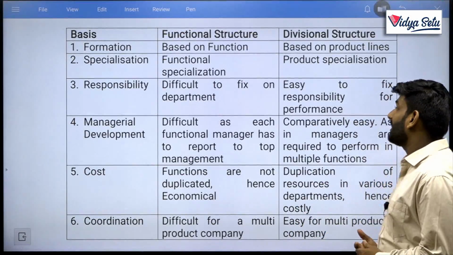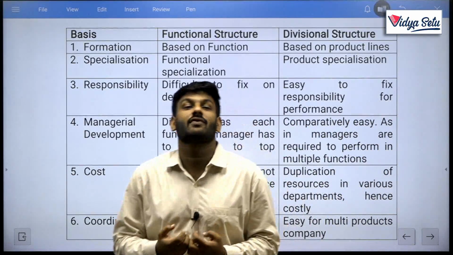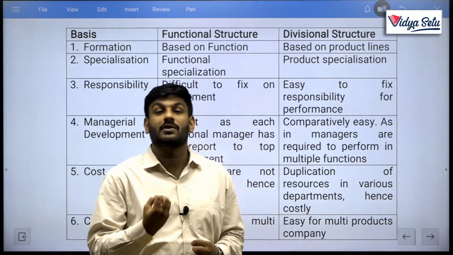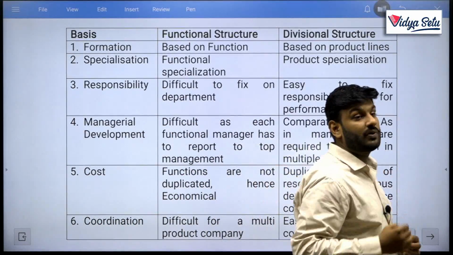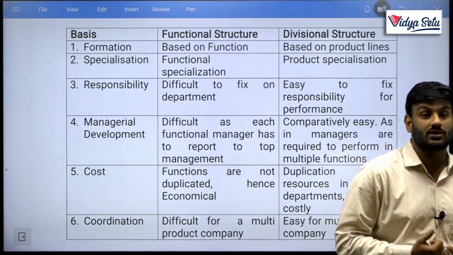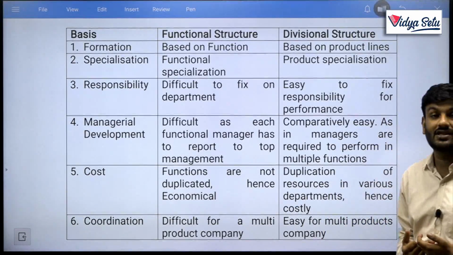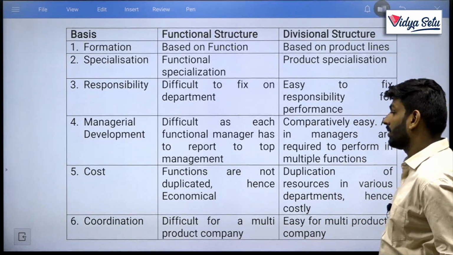Second, specialization. In case of functional structure, what kind of specialization do we have? We have specialization on the basis of function. We can specialize our function, and decide which function should be organized in that manner. So there is a function specialization. And in case of divisional structure, there is a product specialization. Clear?